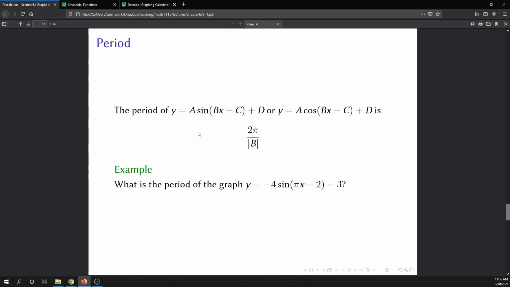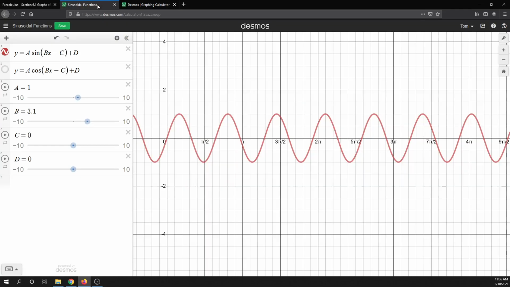So if we go back and look for a sinusoidal function, either sine or cosine, that matches this format right here, the period is 2 pi over the absolute value of b. Okay. And so if you have the formula, it's pretty easy. You just take 2 pi and divide by the absolute value of b. That will get you the period. Okay. So let's take a look at some examples here.